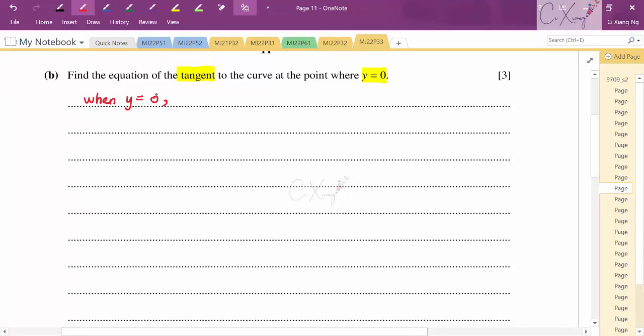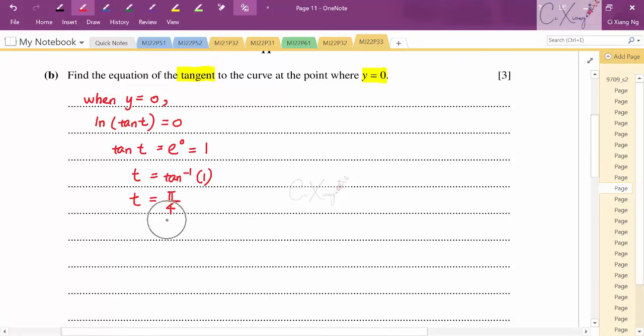When y equals 0, we use the equation of y from just now, which is ln tan t equals 0. Therefore, tan t equals e to the power 0, which is 1. And therefore, t equals tan inverse 1. It is given that t is in the first quadrant, from 0 until pi over 2. So t is now pi over 4.